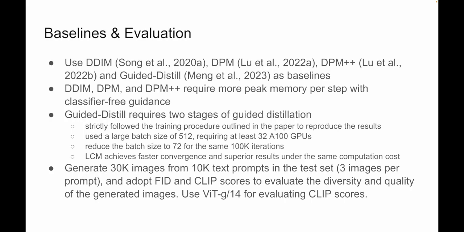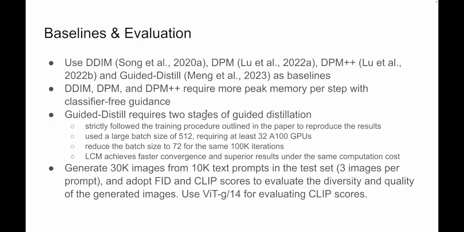And in the original paper, they used a large batch size of 512, which requires at least 32 A100 GPUs. That's the reason why they reduced the batch size to 72 for the same 100k iterations. LCM achieves faster convergence and superior results under the same computation cost.